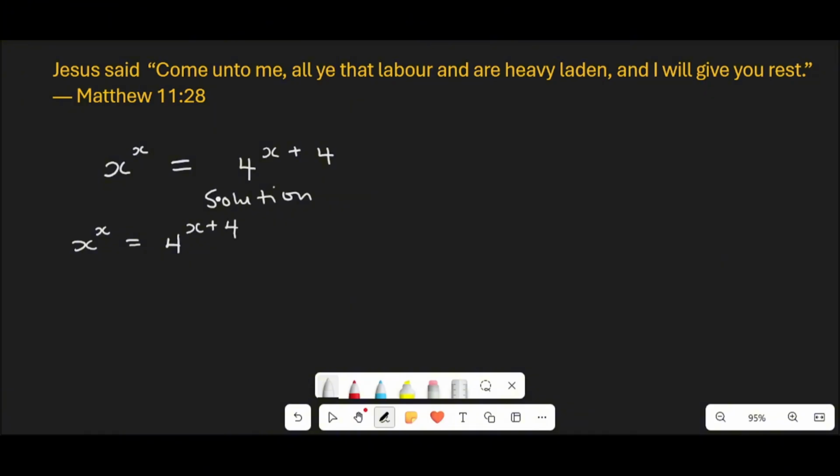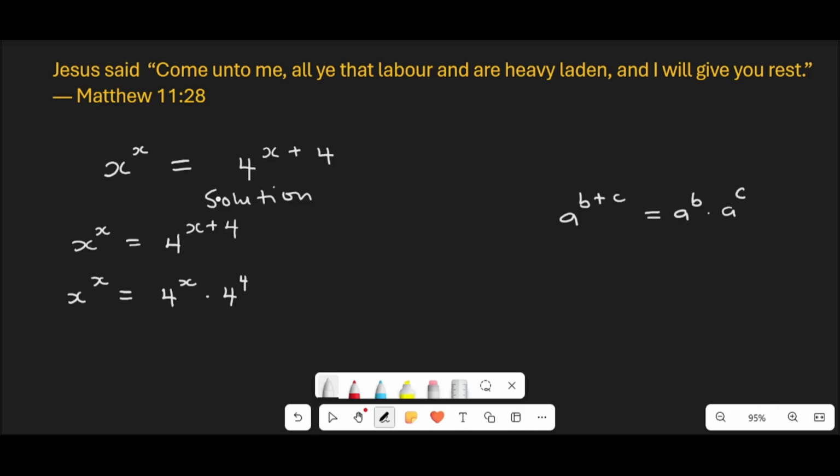And I want you to note that in indices, if we have a raised to power b plus c, it is equal to a raised to power b multiplied by a raised to power c. So let us use the same principle on the right hand side here. So we are going to have x raised to power x equal to 4 raised to power x multiplied by 4 raised to power 4.